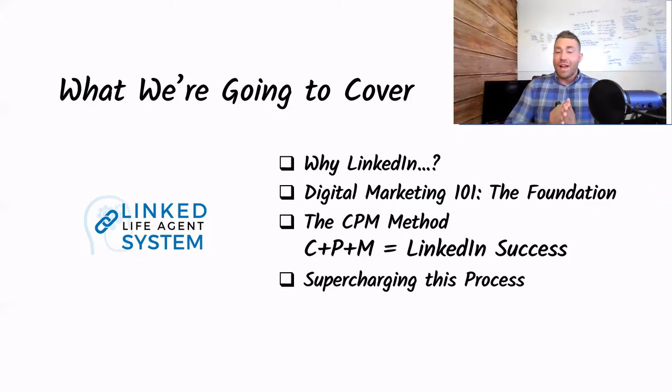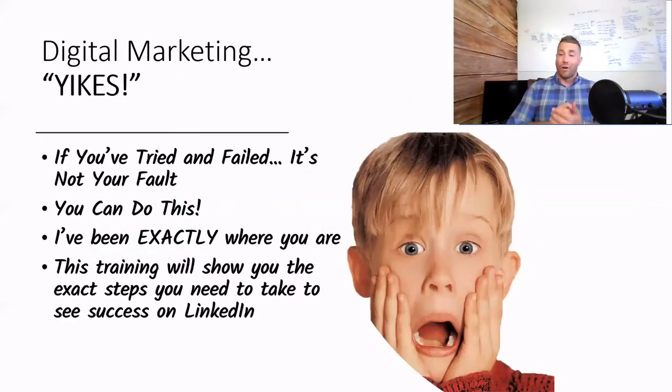So after that, we're going to cover the CPM method. Now, the CPM method is the success formula that we have found that works on LinkedIn so that you can turn connections into clients, all right? And then at the end, we're gonna talk about how you can put rubber to the road to supercharge this process so that you see actual results. So before we start, make sure that you have notes. I'm gonna be giving you actual actionable steps and items that you can take today to see success in your marketing.